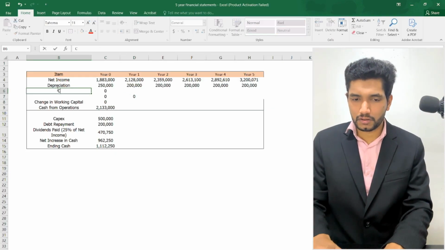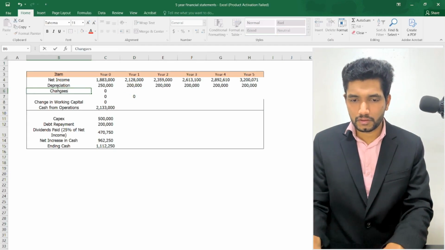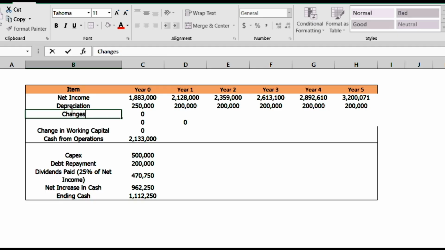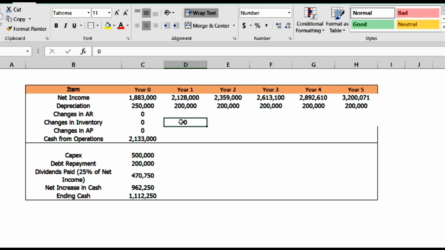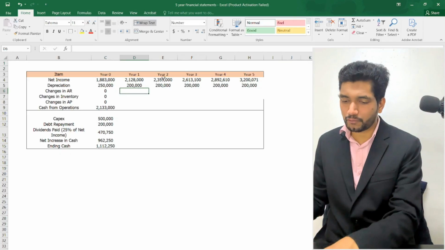The changes in account receivable, changes in inventory, and changes in account payable. We are going to put like this. The base year, or year 0, is already mentioned as 0. So now we're going to put the formula for year 1.